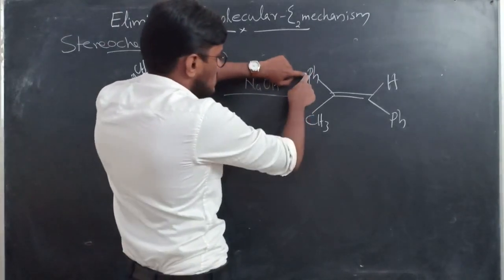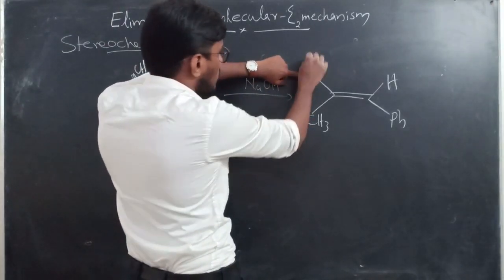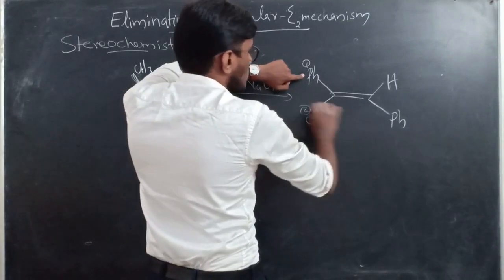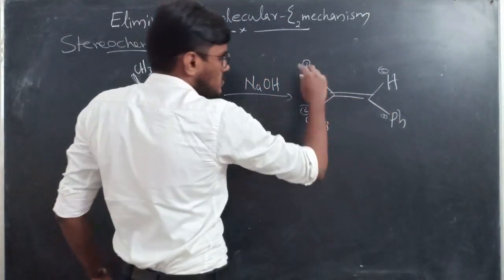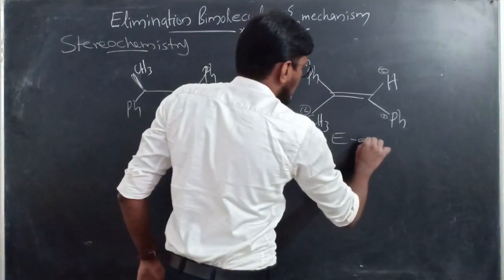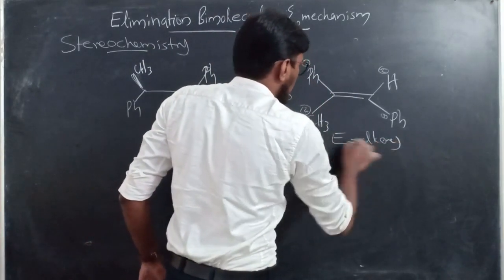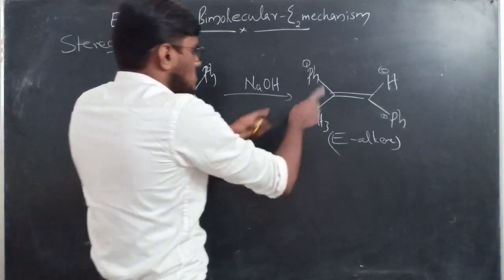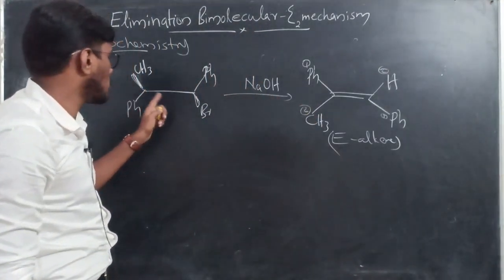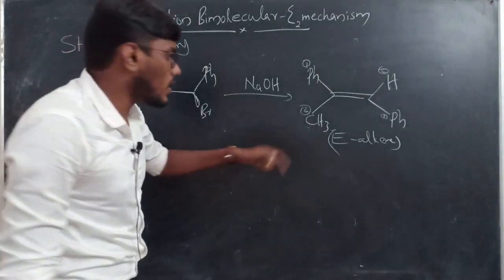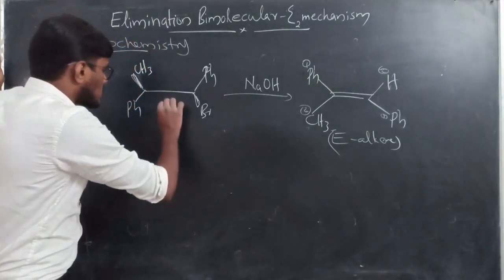That means this is the higher priority group 1, 2. Here also 1, 2. These higher priority groups are on opposite sides, so this will be an E alkene. Okay, this is the product. E alkene is the product when we take this diastereoisomer. Now we are going to check the details of this reaction.